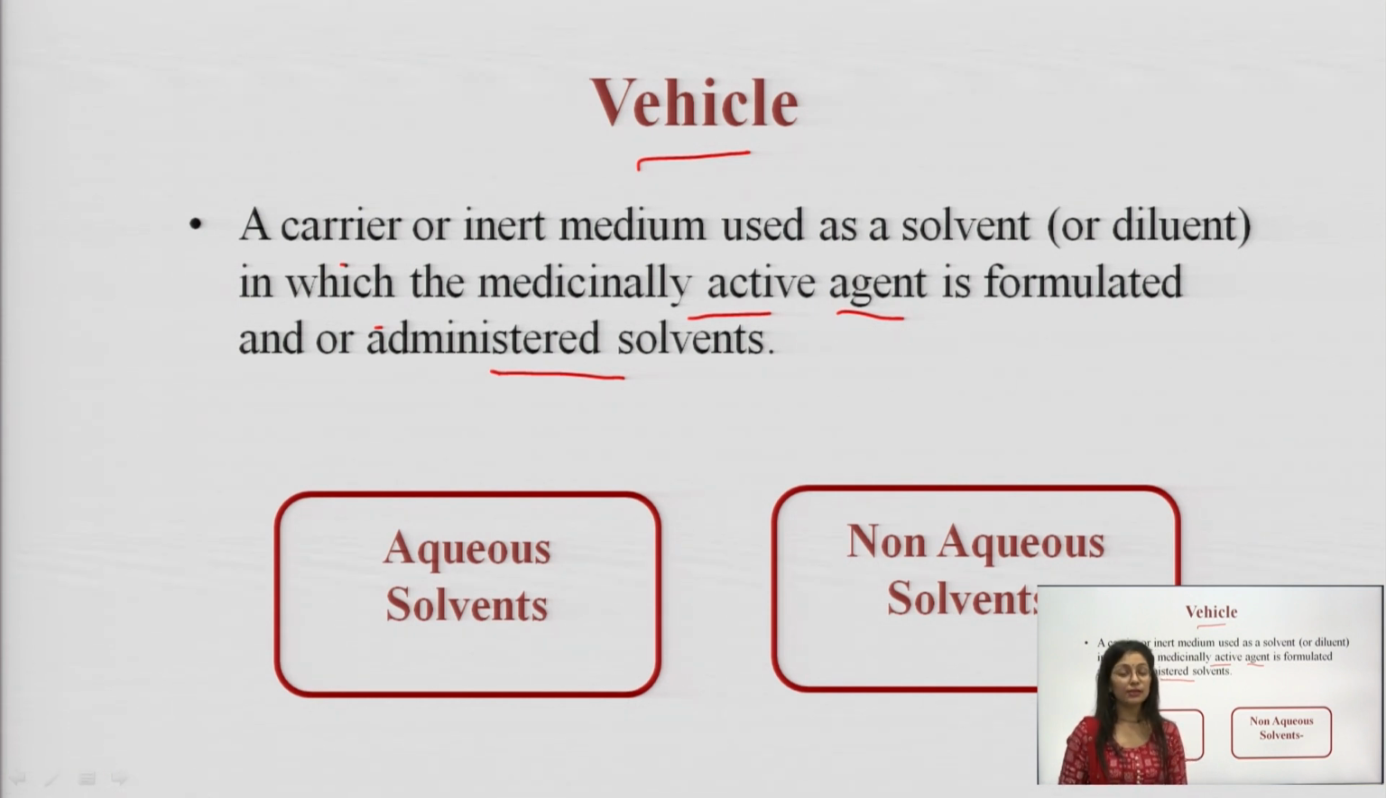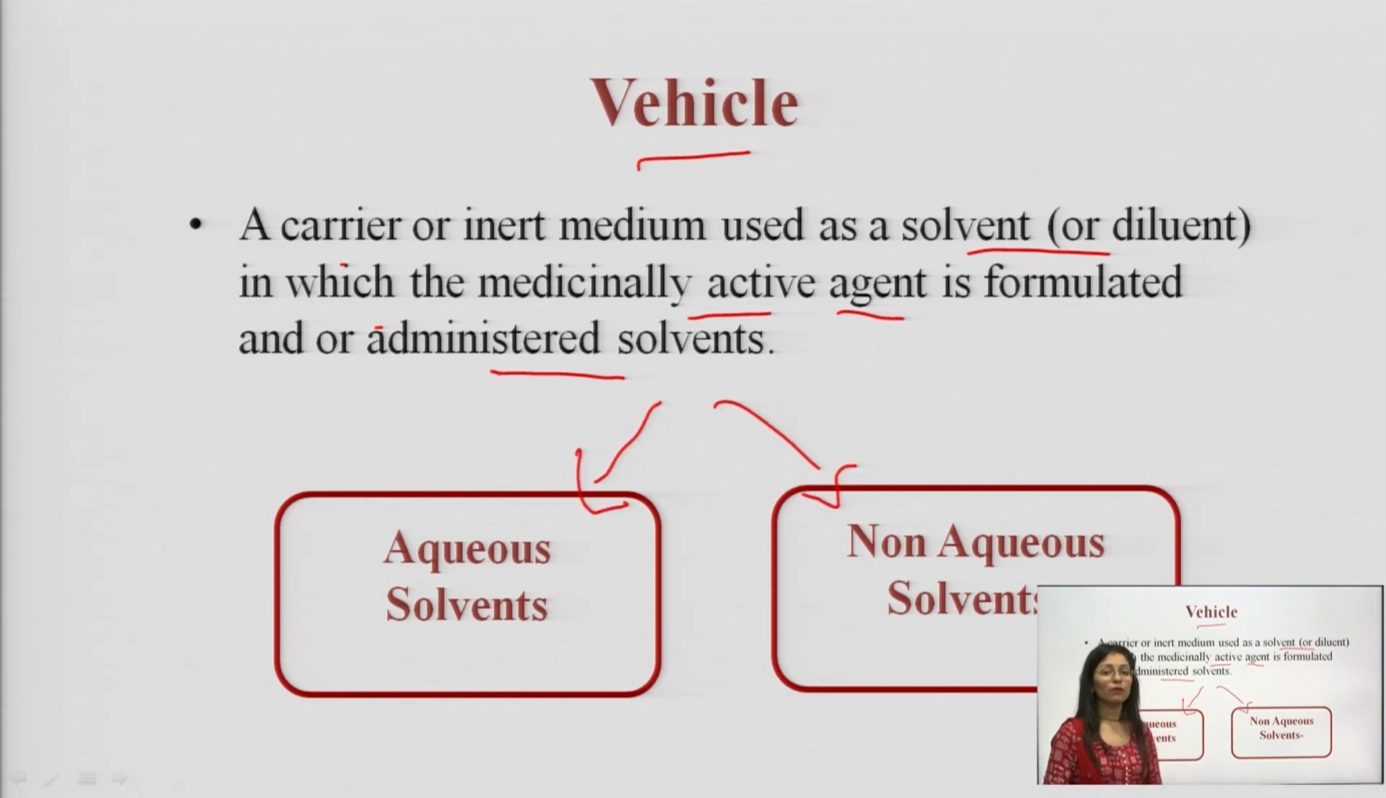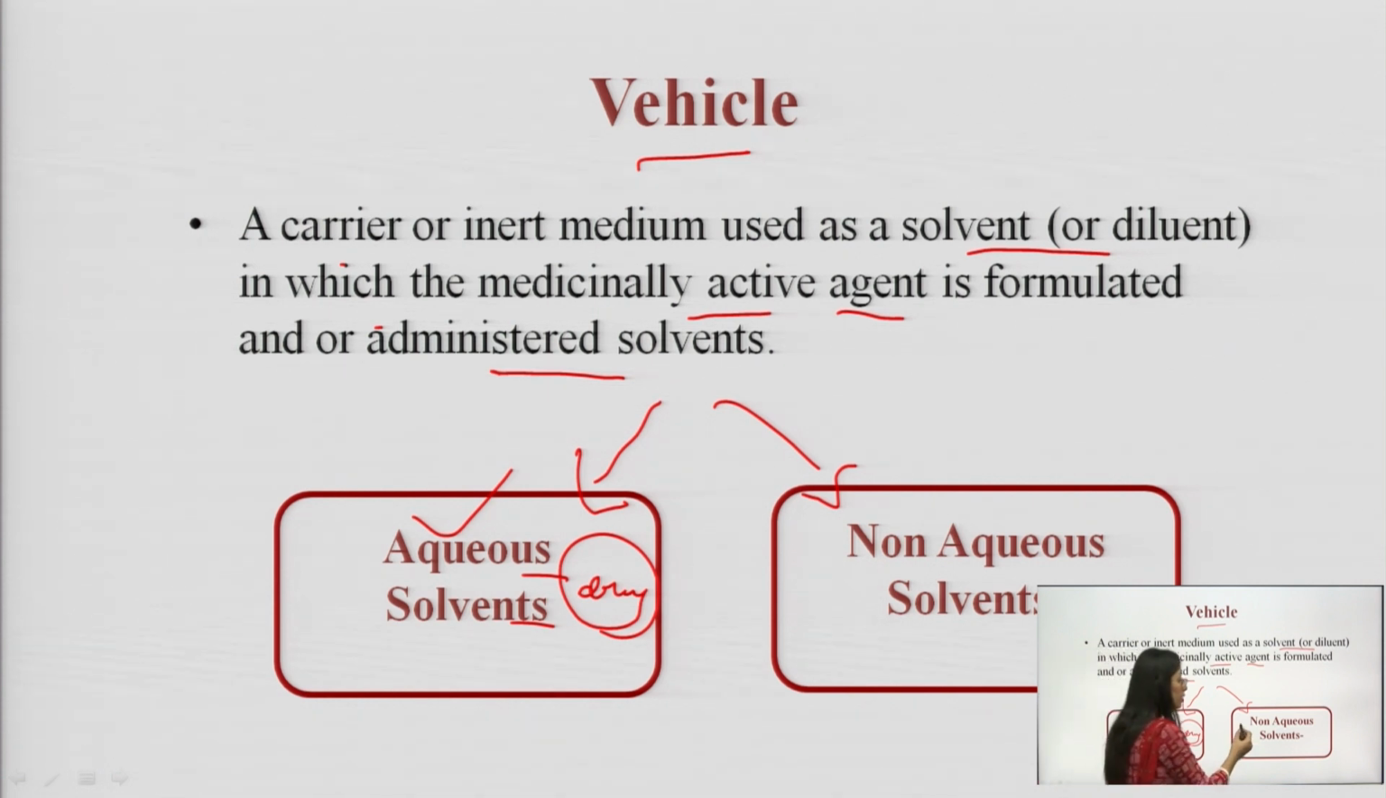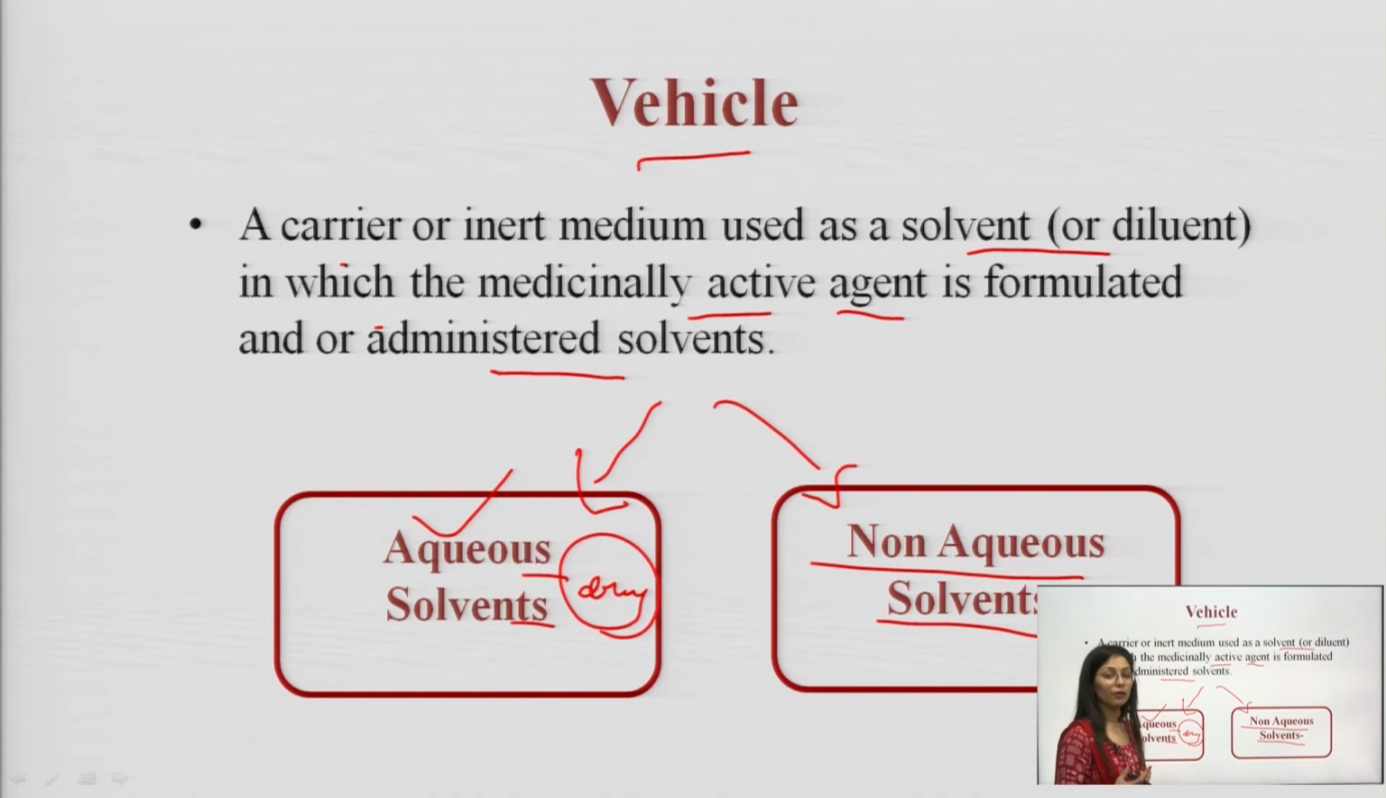And what are the vehicles? These are some solvents or diluents we can say. They can be divided into two: number one is aqueous, number two is non-aqueous solvents. What is aqueous, what is non-aqueous, we are going to learn. Aqueous means it is related to water. When your particular drug is soluble inside the water, we are going to use aqueous solvents. When your drug is not soluble inside the water, we are going to use non-aqueous solvents. This is basic terminology that you can understand by the name also.